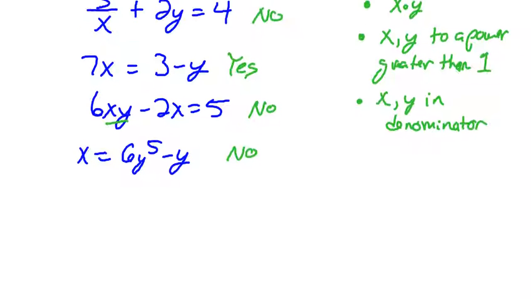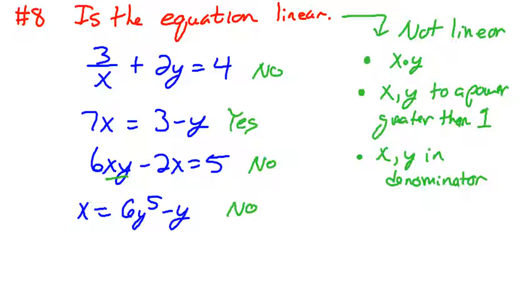So as much as they talk about what is linear, it's more of you cross off what makes it not linear and then just see if you have any of those other options left over.